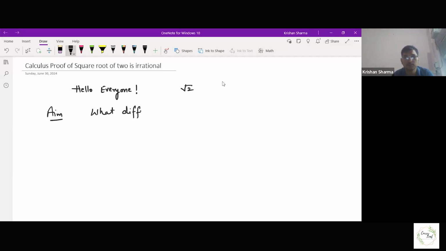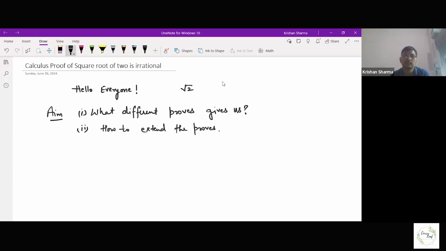what different proofs give us. So that's my first aim, to tell you what different proofs give us in mathematics. And the second is, it's a nice example of how to extend the proofs.